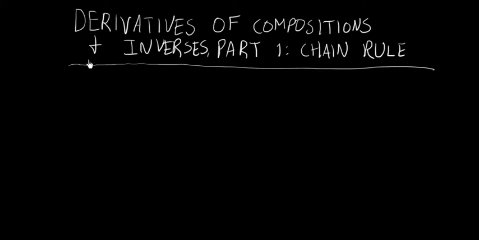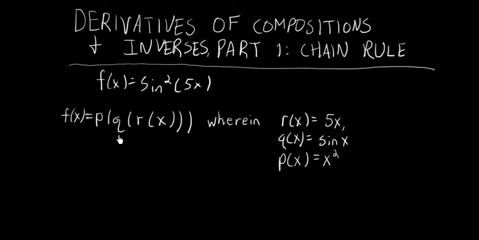Sometimes we run into functions that are more conveniently expressed as compositions. One such example is the function f of x equals sine squared of 5x. This function can also be thought of as f of x equals p of q of r of x, wherein r of x equals 5x, q of x equals sine of x, and p of x equals x squared. I know that's quite the mouthful, but think of it like this.